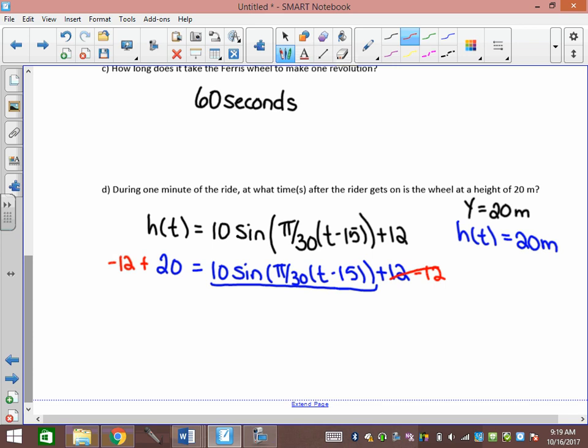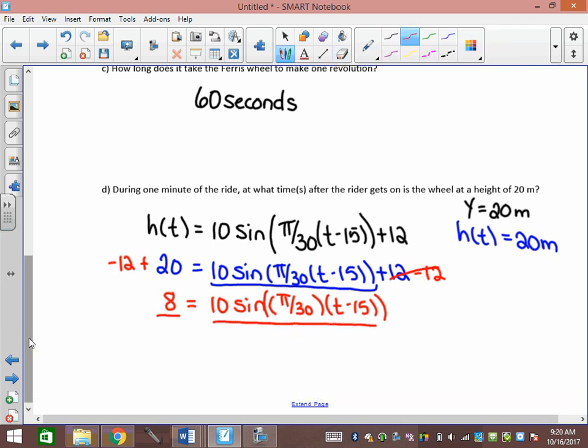So now I have 8 equals 10 sine pi over 30 t minus 15. Does it sound like this is going to be a great way to go about it? Divided by 8, 10. It's a really bad way to go about it, actually. Divided by 10. Now we got fractions to make our heart sing. 4 over 5 equals sine pi over 30 t minus 15.